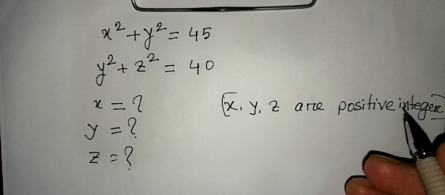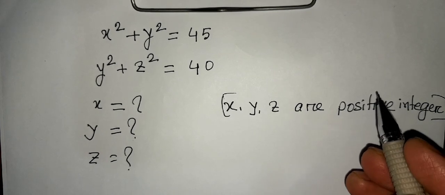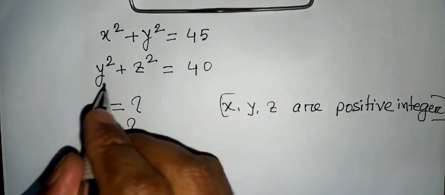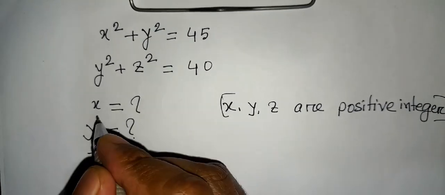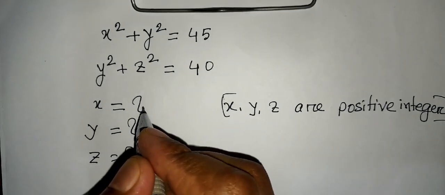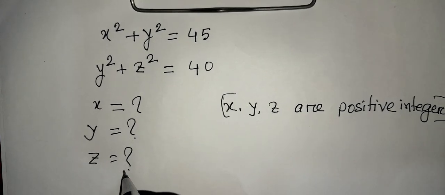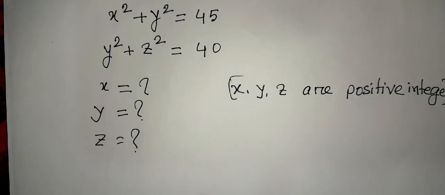Today we will solve a nice equation. Given two equations: x square plus y square equal to 45 and y square plus z square equal to 40. Then find out the value of x, y and z. Now we start solving the system.